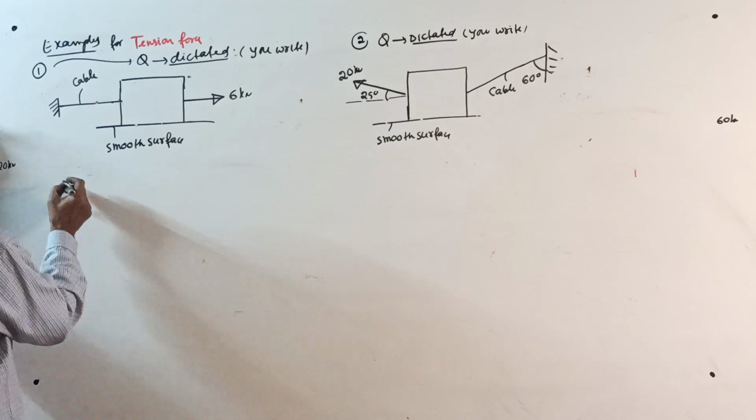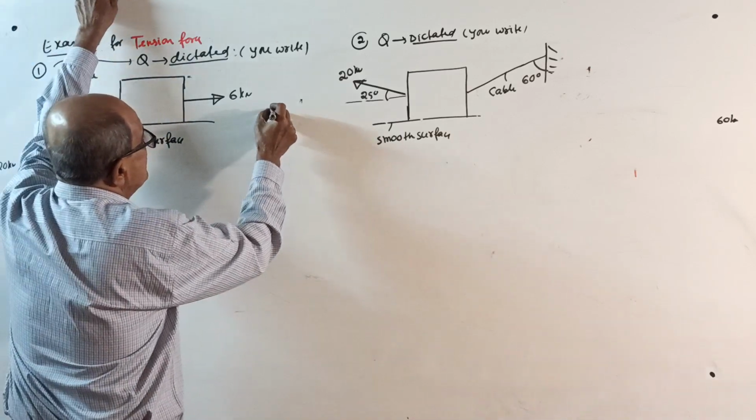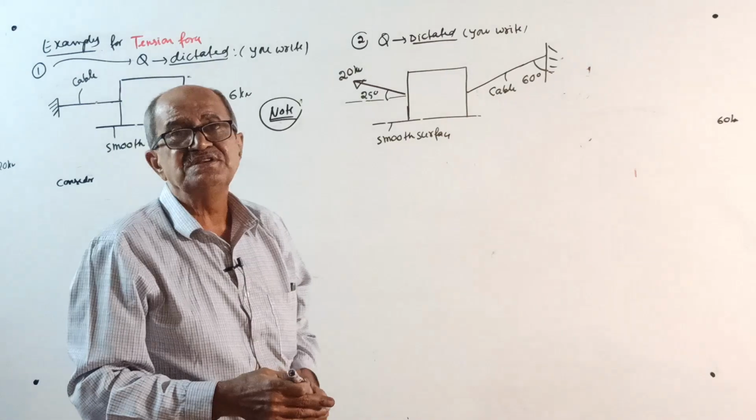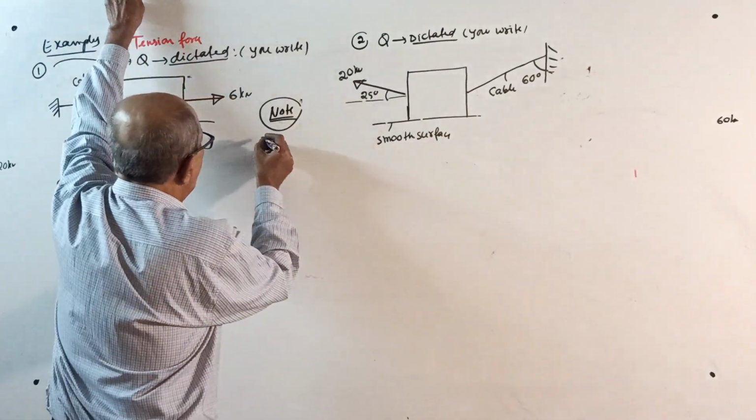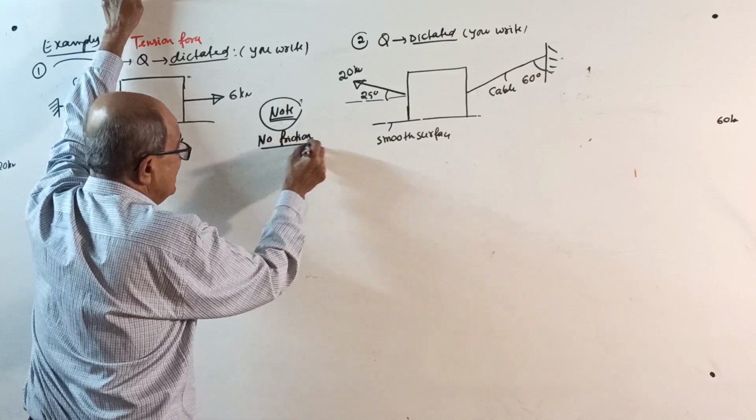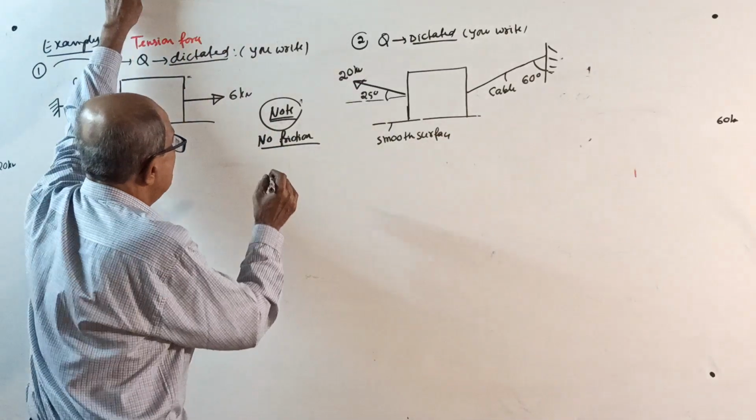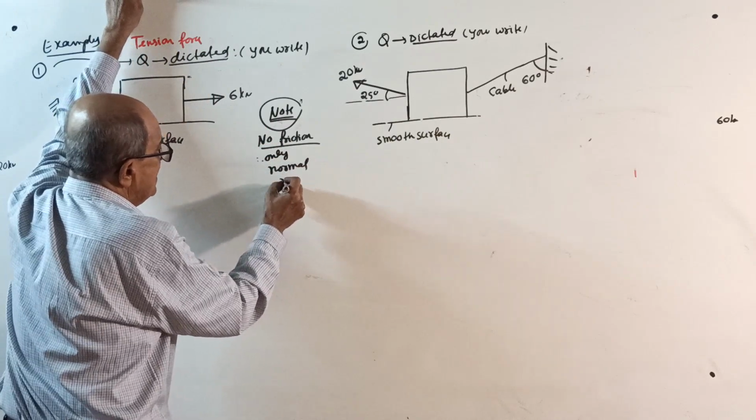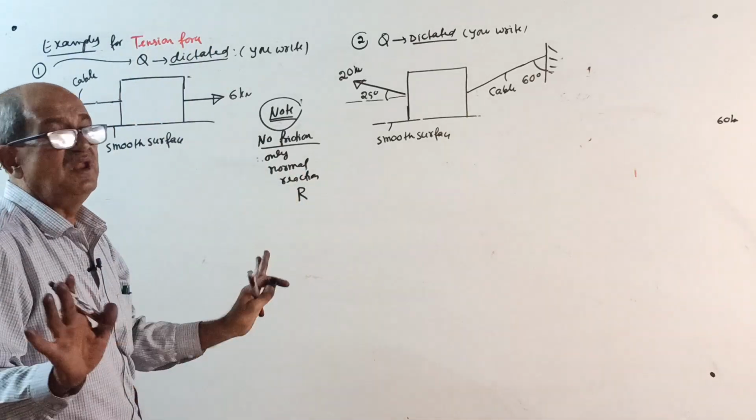Before that, make a very important note. For both questions, the surface is very, very smooth. Therefore, no friction. There is no friction today. Some will tell, sir, you are in the friction chapter. Yes, I will go to friction next class. This is to understand tension and compression. No friction, therefore only normal reaction R. Friction will not be there.